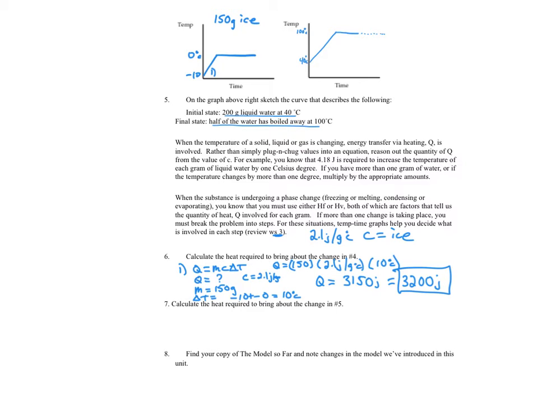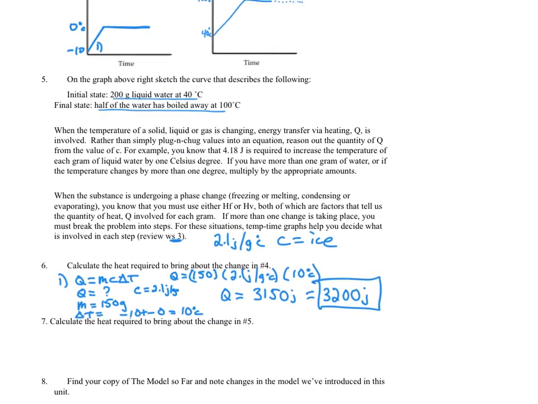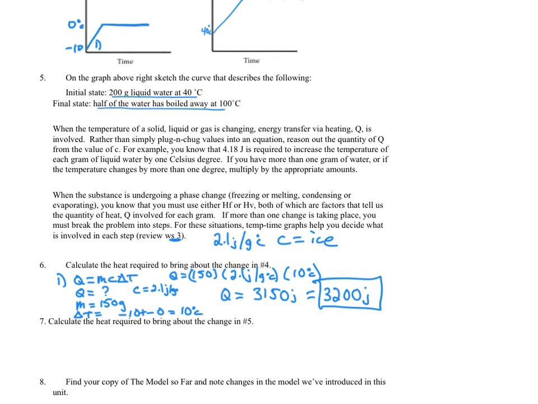The second calculation I'm going to need to do is for this section of the graph here. We've got a phase change going on, so the formula I'm going to need is Q equals m H, and it's melting, so I'm going to need the heat of fusion. I look on worksheet 3 and I see that the heat of fusion for water is equal to 334 joules per gram. So I am solving for Q.